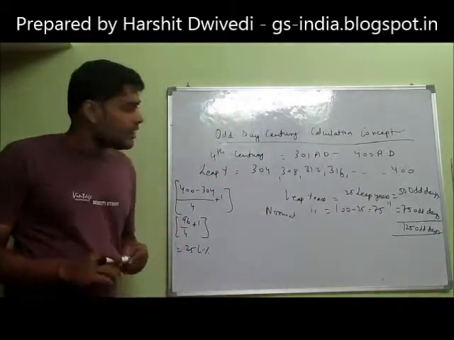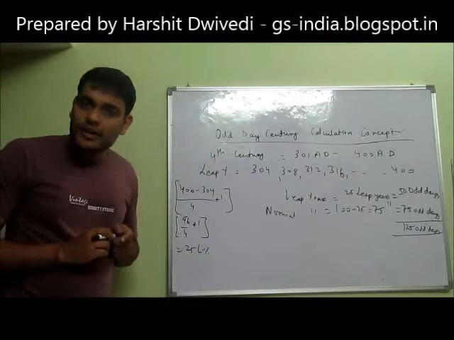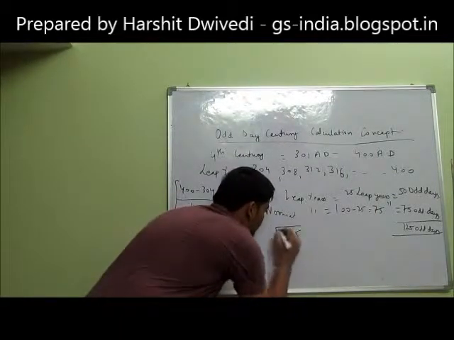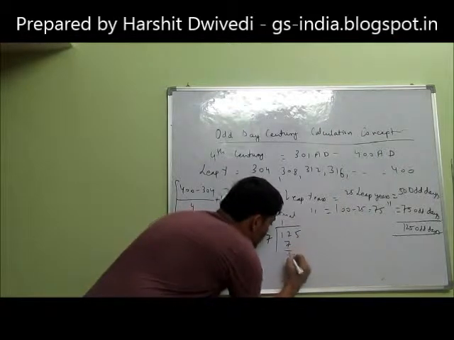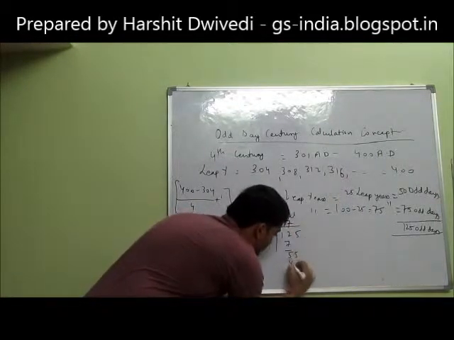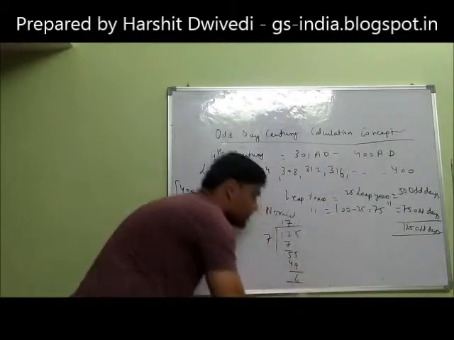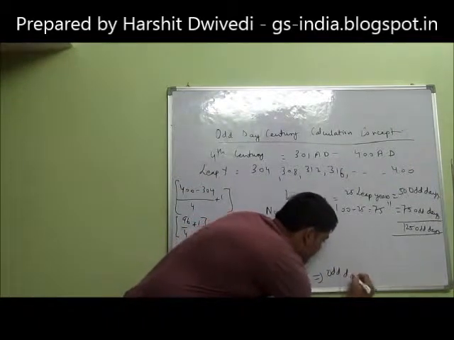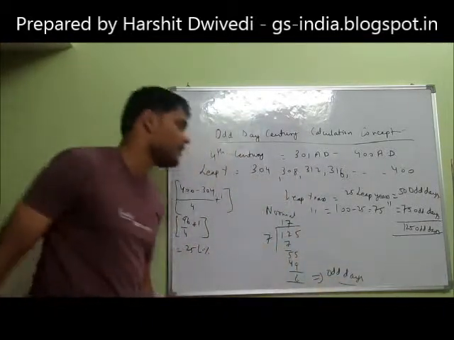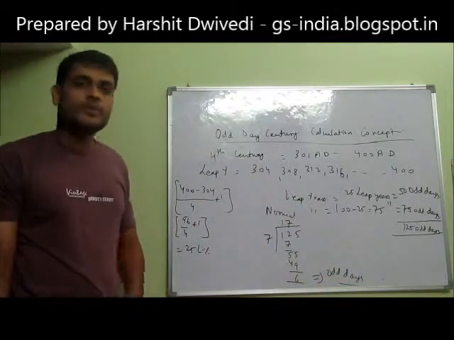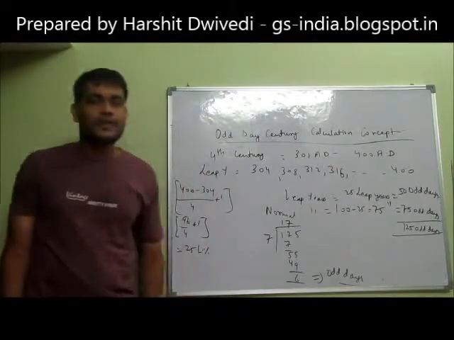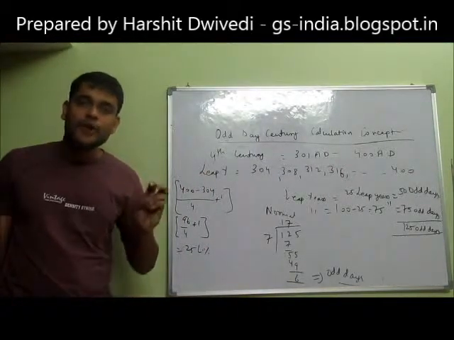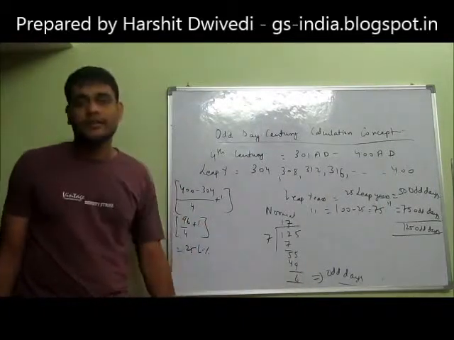Now I got 125 extra days. Again, the further step, I am going to divide this 125 by 7. What will I get? 6 remainder. That is, in this case, the number of odd days are 6. So, what we have got here? 1st century, odd days 5. 2nd century, odd days 5. 3rd century, odd days 5. 4th century, odd days 6.